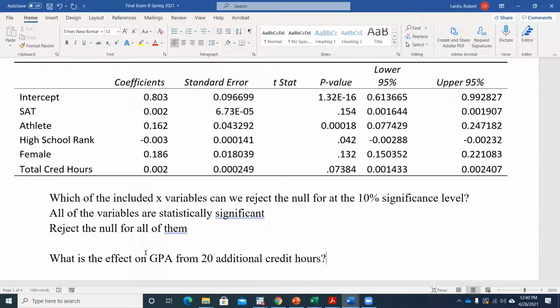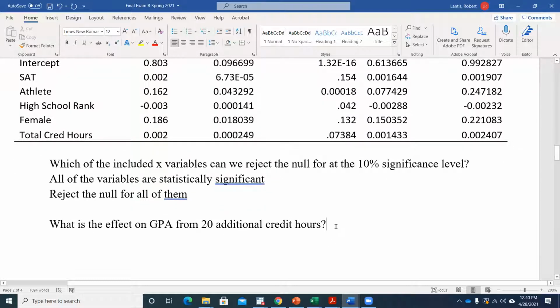Okay. Well, I know the effect of 1 credit hour, right? A 1 unit change in total credit hours changes my predicted GPA by 0.002. So the effect of 20 would simply be 20 times the effect of 1 unit, or one additional credit hour. So 20 times 0.002, we've got 0.04 if I'm doing this in my head correctly. Yeah, just double checking my mental math there. So I could ask you something like that.